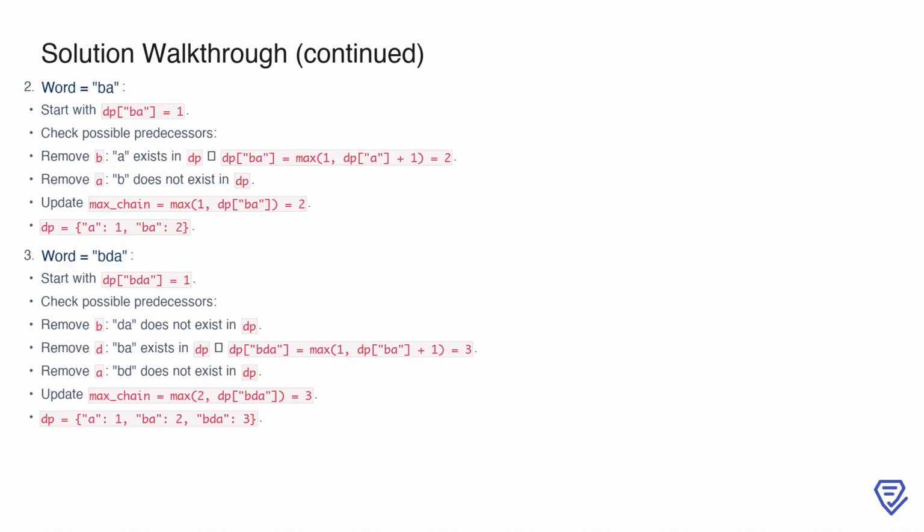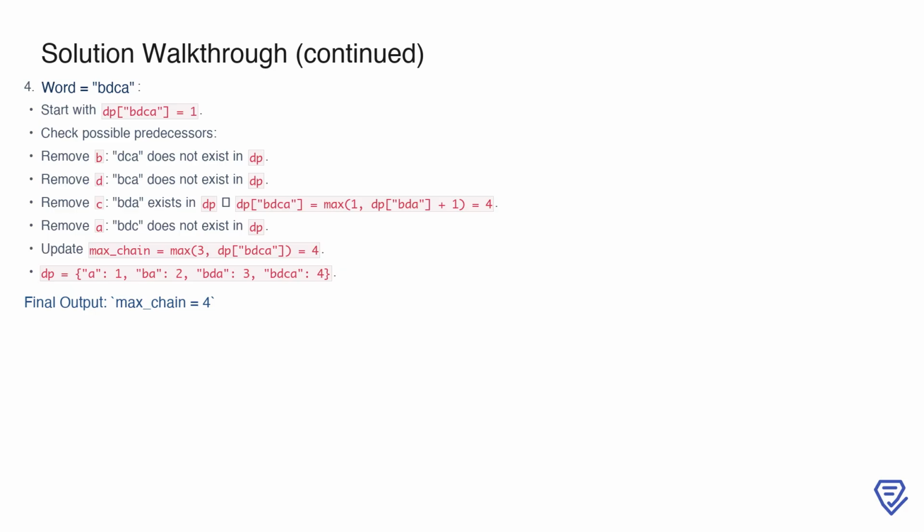Moving to the word bda, we start by setting dp[bda] equals 1. Checking predecessors, removing b gives da, which does not exist in dp. Removing d gives ba, which exists in dp, so we extend the chain ending at ba. This updates dp[bda] to 3. Removing a gives bd, which does not exist in dp, so no further updates occur. Finally, we update max_chain to 3, and the dp dictionary becomes {a: 1, ba: 2, bda: 3}.